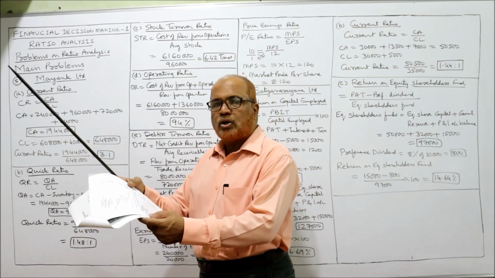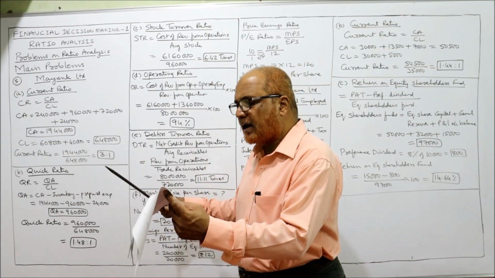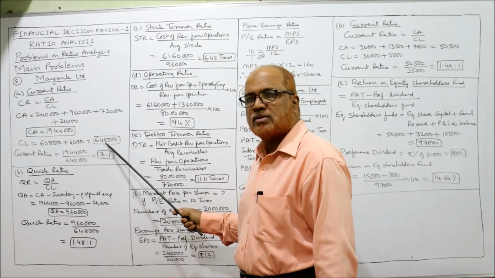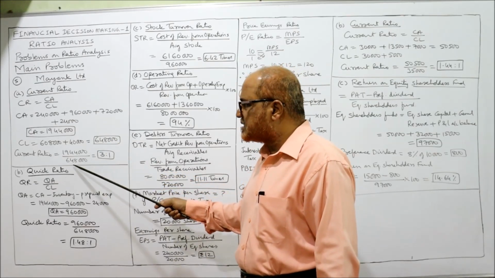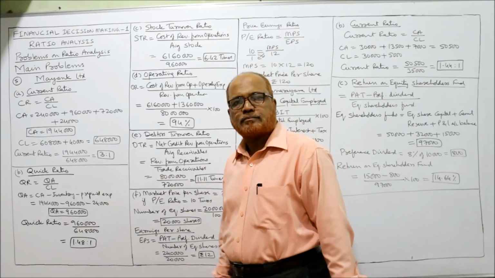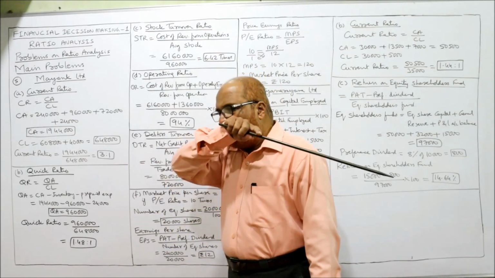And current liabilities are 2: trade payable 6 lakh 8,000 and other current liability 40,000, total 6 lakh 48,000. So we have current assets, we have current liability. Current assets divided by current liability is 3:1. So one ratio we have completed, that is current ratio.